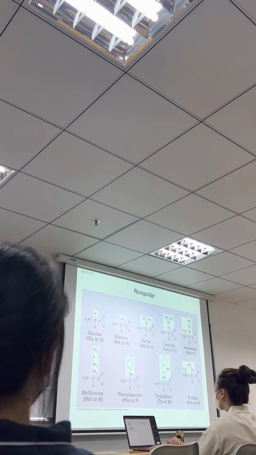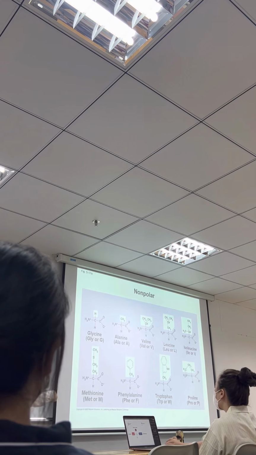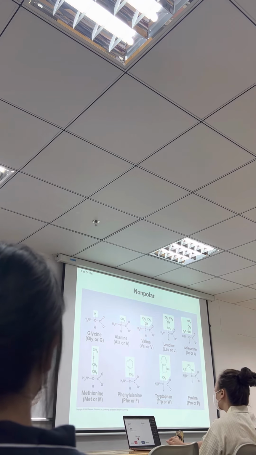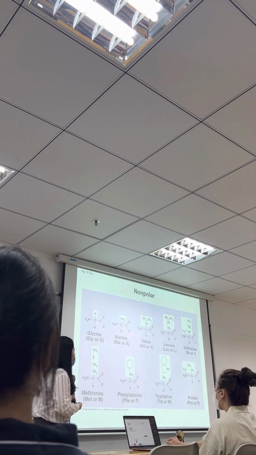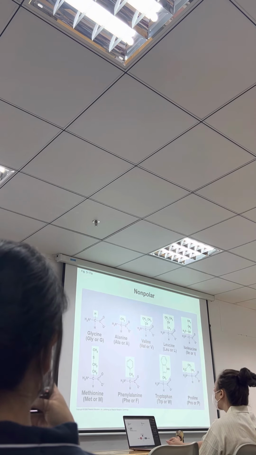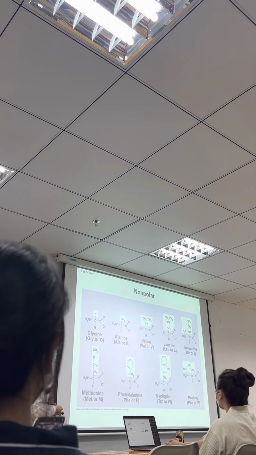So we have four groups of amino acids. Non-polar amino acids, including lysine, alanine, valine, leucine, isoleucine, methionine, phenylalanine, tryptophan, proline.